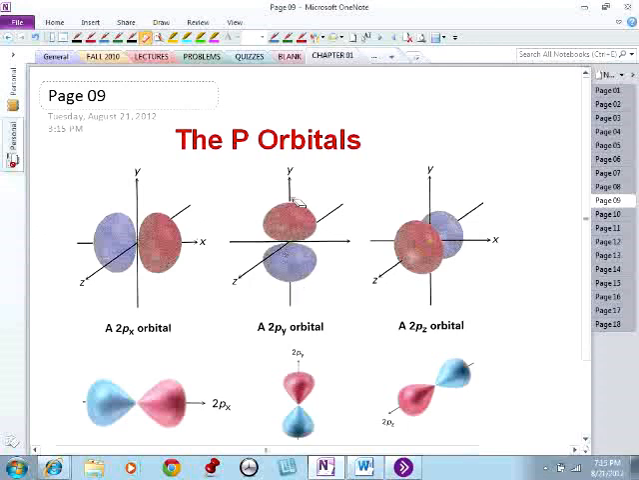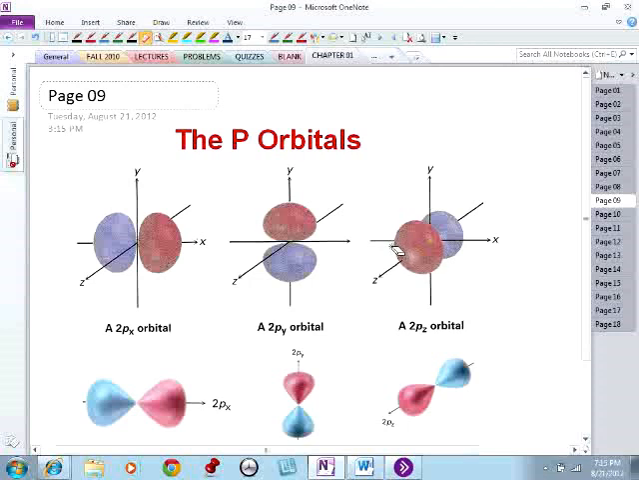which is the orbital whose direction is along the y-axis. And then we have what we call the pz orbital, where the direction is along the z-axis. So in the case of the p orbital, you have 3 types of p orbitals.